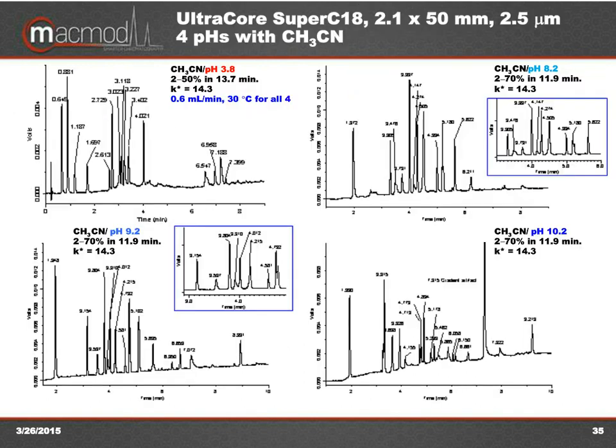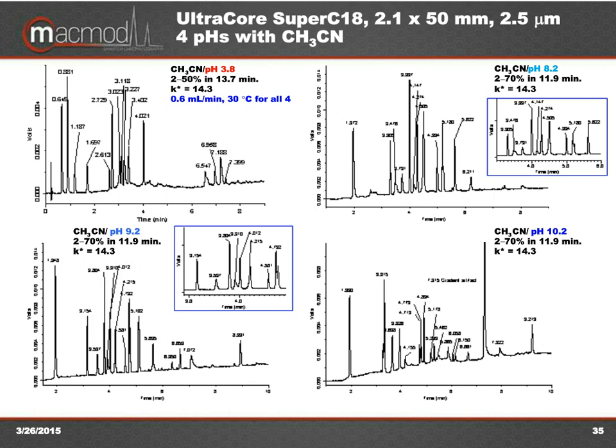This slide compares the UltraCore Super C18 2.1 by 50 size with 4 different pHs using acetonitrile. The upper left is pH 3.8, the upper right is 8.2, the bottom left is 9.2, and the bottom right is pH 10.2. Again, at the higher pHs, it was necessary to use a higher top end for the gradient in terms of percent organic, and I did attempt to keep the K-star value the same at 14.3. That can easily be done with Excel or other means.